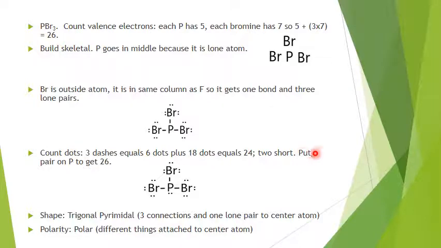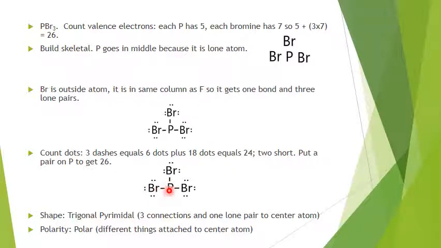Where are we going to get those 2? Where would we put those 2? We put them on the phosphorus. And again, if you look at the original table, this is in the same column as nitrogen, and nitrogen gets 3 bonds and 1 lone pair, and you notice this guy ends up getting 3 bonds and 1 lone pair. So, like I said, you don't even have to worry about the center atom using this method. It just works out.